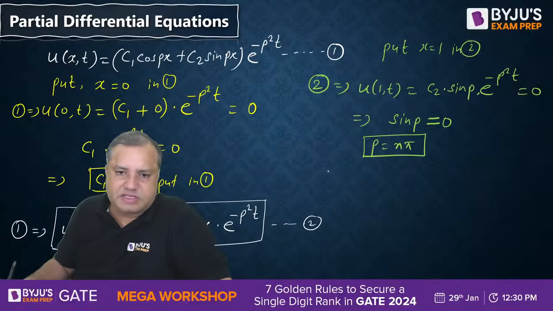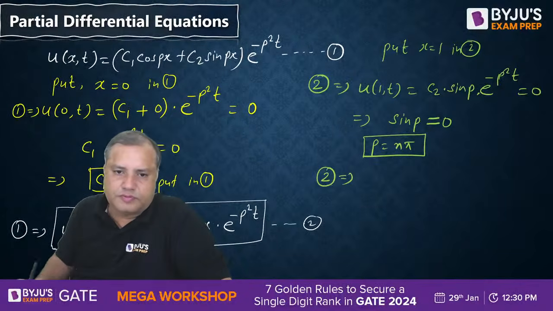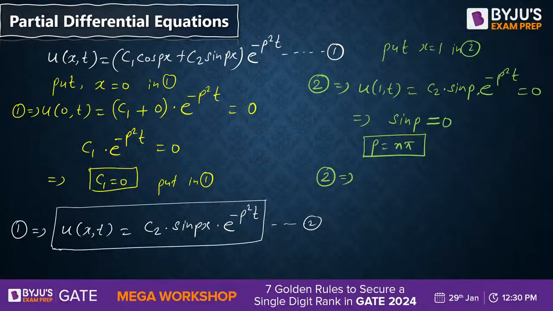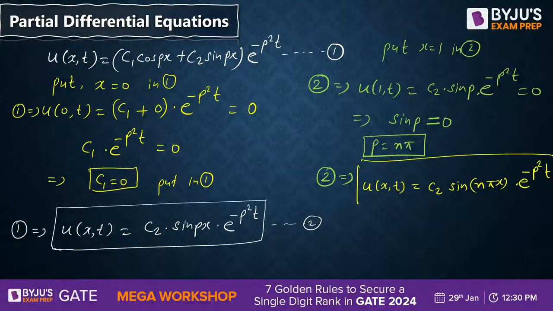So we are putting this value of p in equation number 2. I will show you equation 2 once again. So we have u of x comma t equal to C2 sin, and p is n pi, so sin n pi x, e to the power minus p square t. Let us say this is our equation number 3. Comfortable?